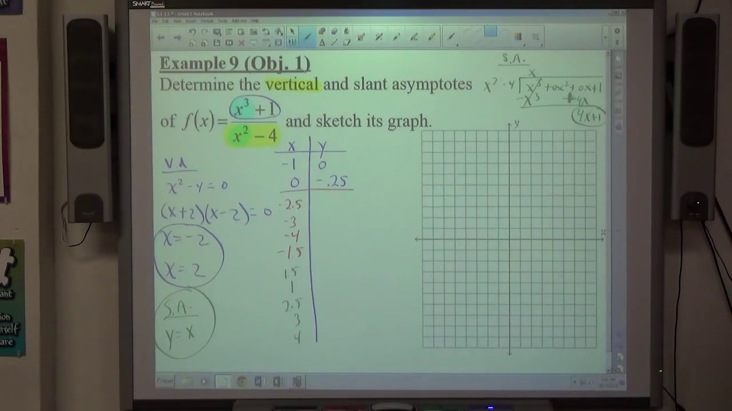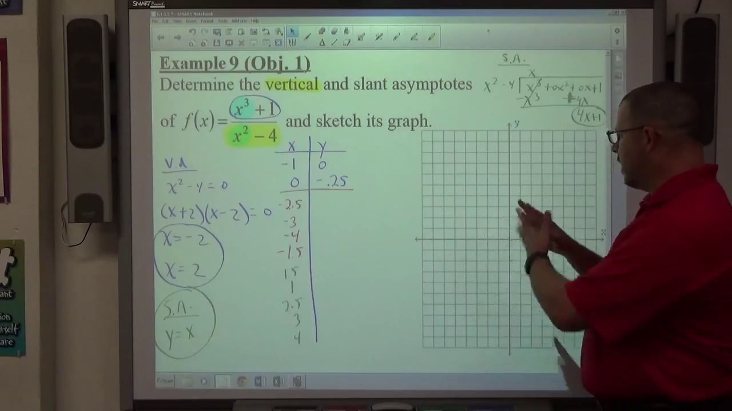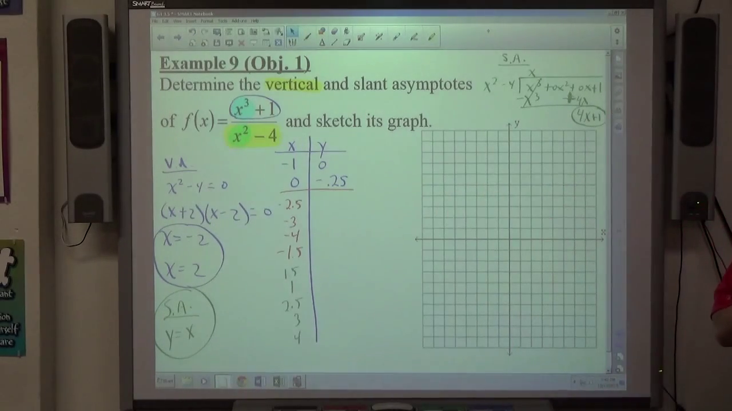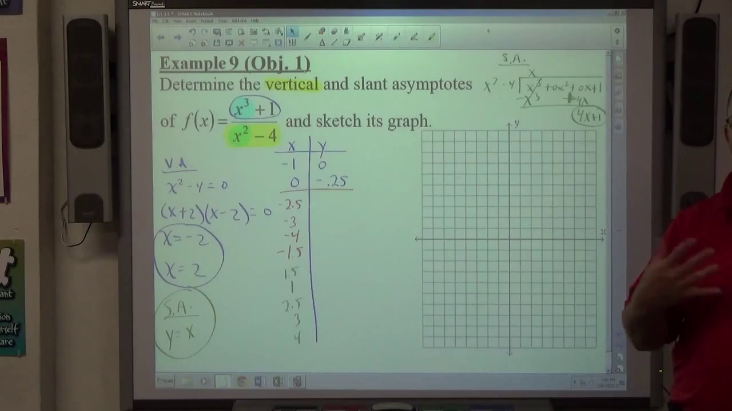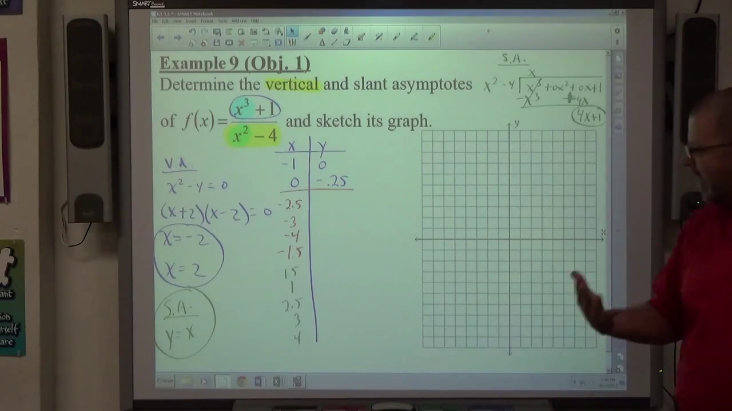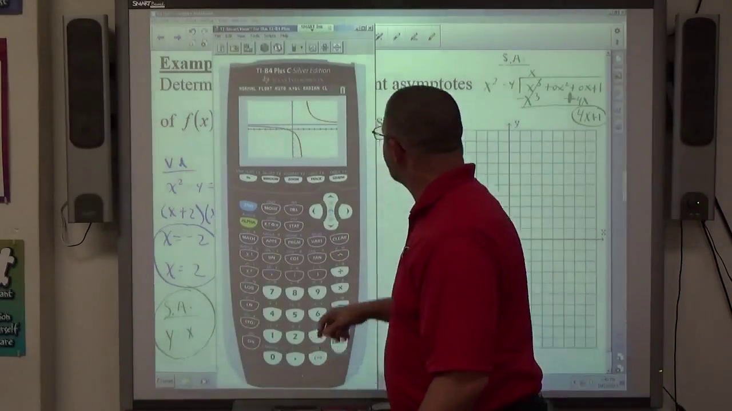Anytime I'm trying to do these problems, if I'm trying to determine whether or not I've got enough points, once I look at all the points graphed, if I can see what the graph's supposed to look like and connect the dots with confidence, that means I've got enough points. If I can't, that means I need to get more values.